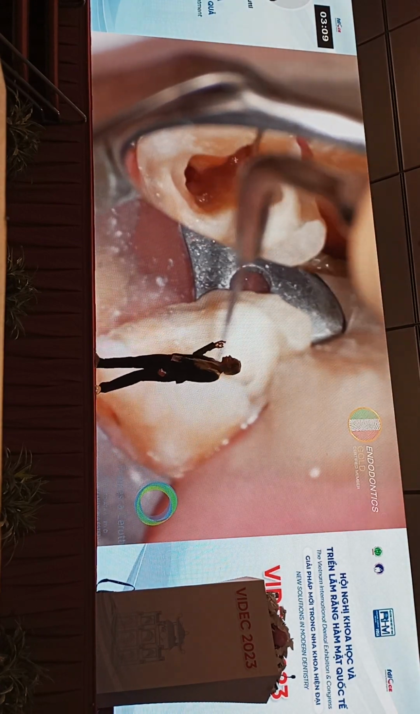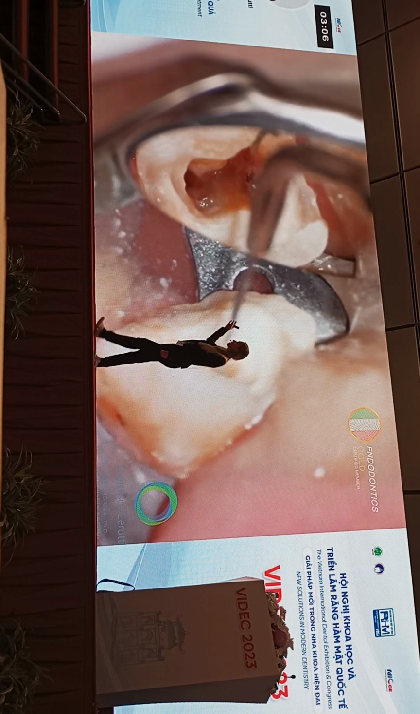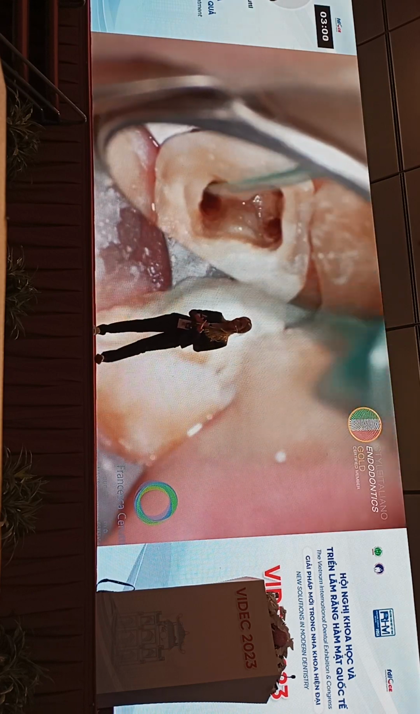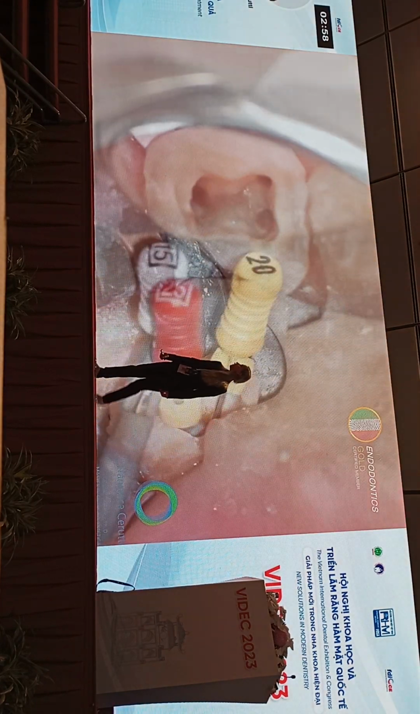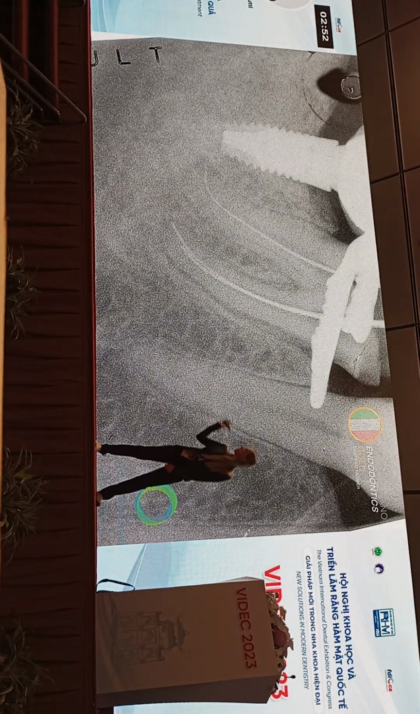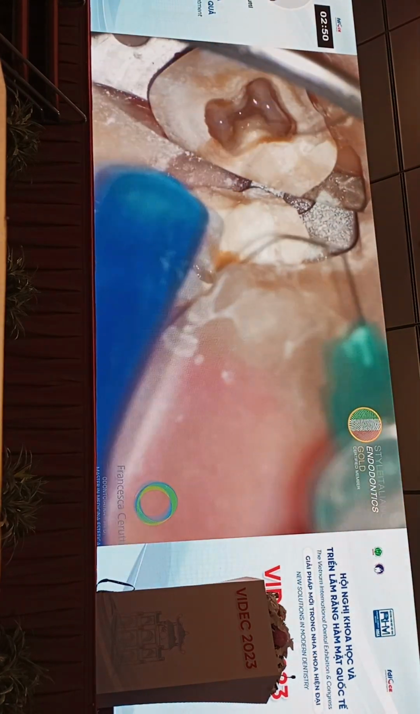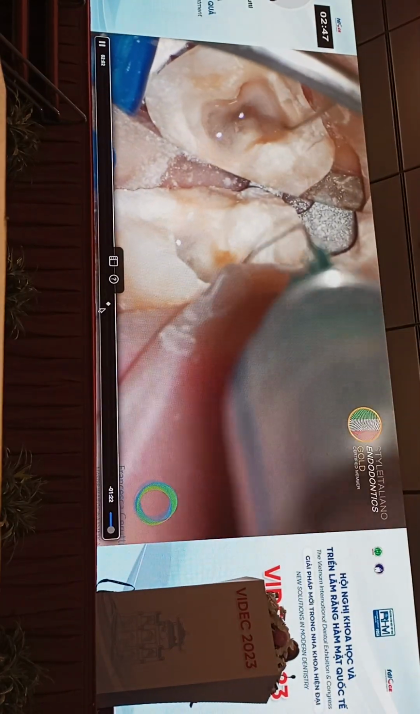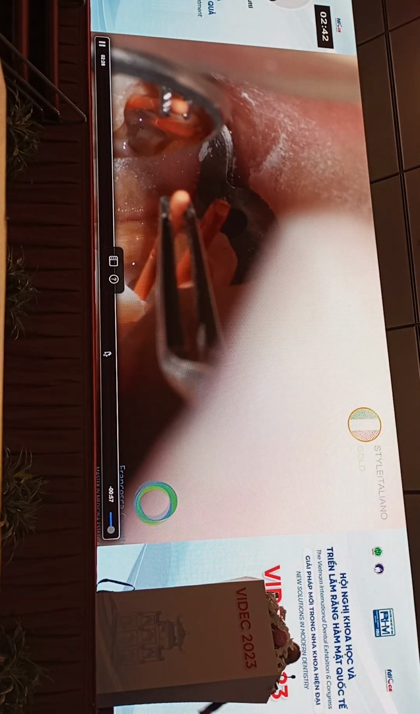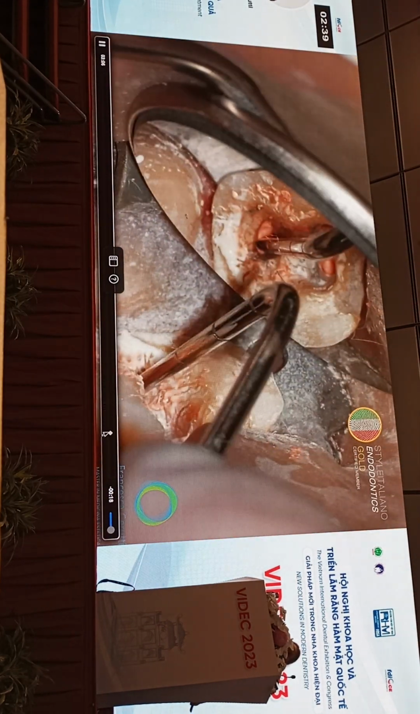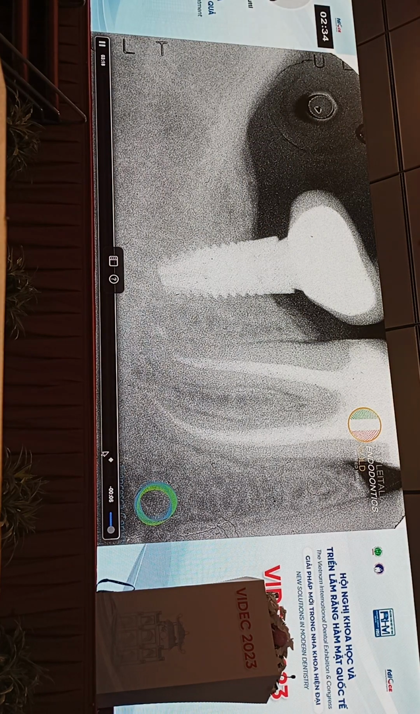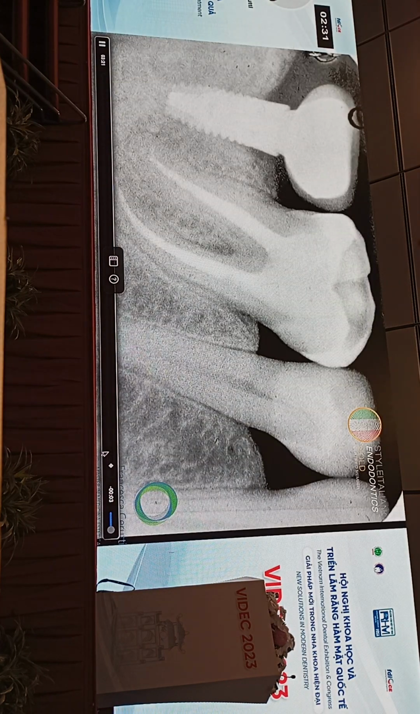I use a lot of ultrasonic tips because there are some areas, like the isthmuses, that files cannot clean. With ultrasonic, you can clean them. So I take the working length and we finish our therapy. Irrigation, activation. I go fast because I think that the time is about to finish. So we do this. This is immediately after the filling.